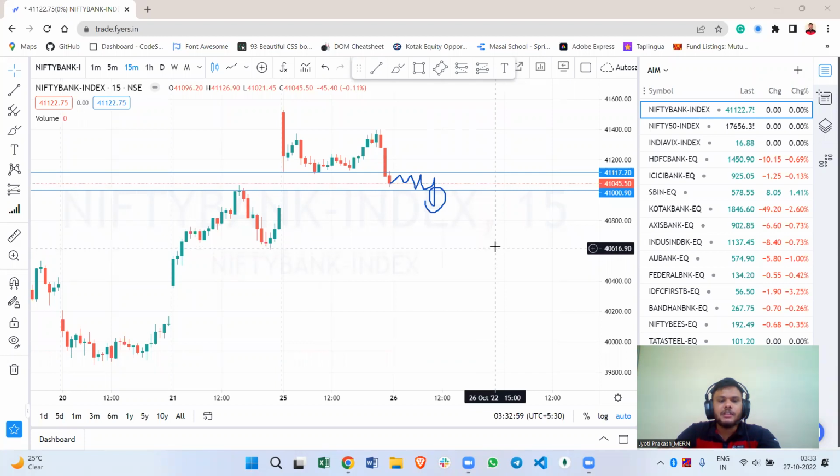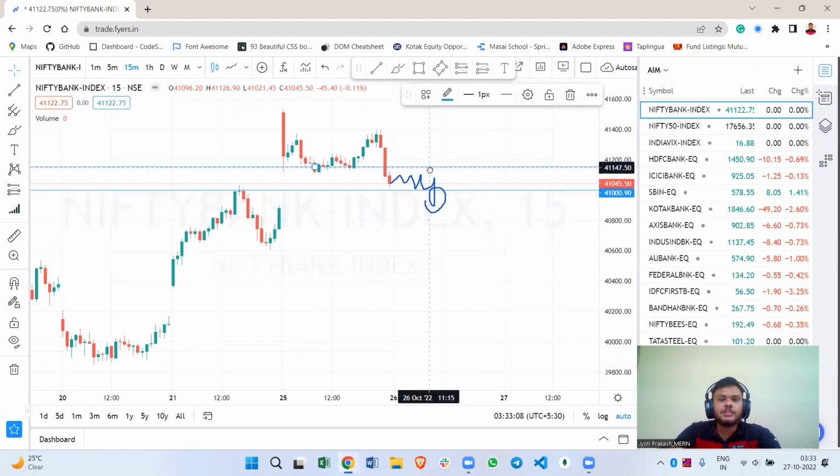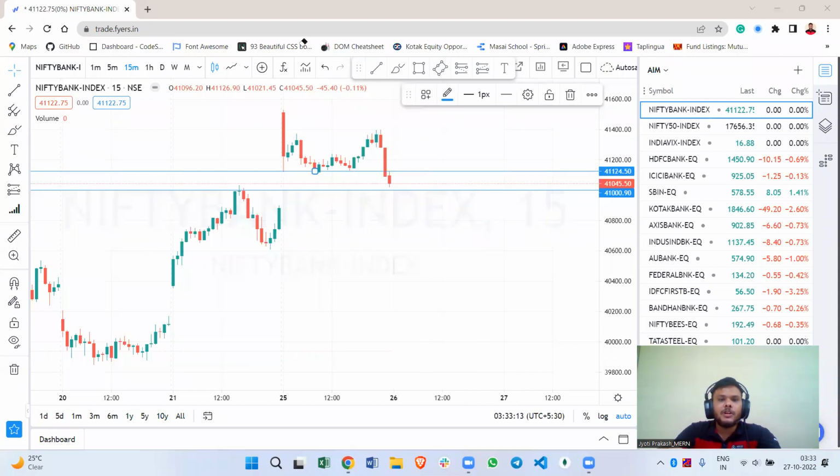40,550 first, and the second target we can set to 40,400 to 40,350. But for buying, it needs to close above 41,500. Then we can proceed for buying. But assume the market opens around 41,500 or 41,600. Then what are we going to do? If it closes above 41,500 or 41,600 after opening gap up and it shows any positive movement there, then we can take a trade for buying, and our target will be 41,700 to 41,820.